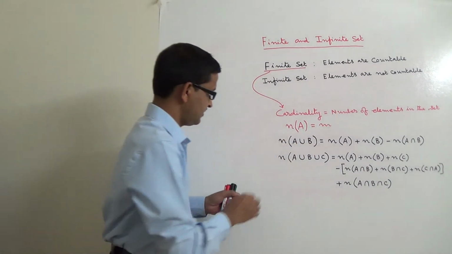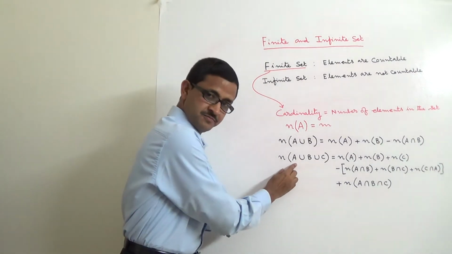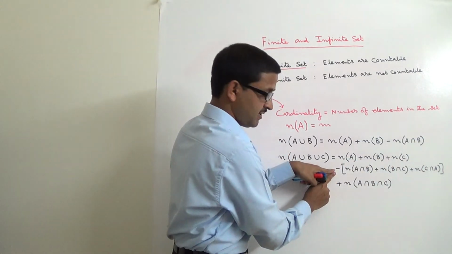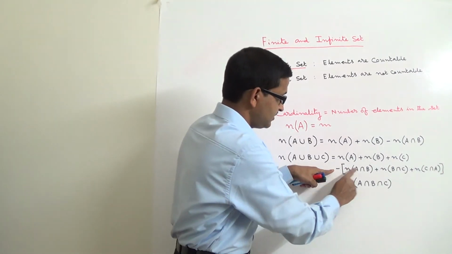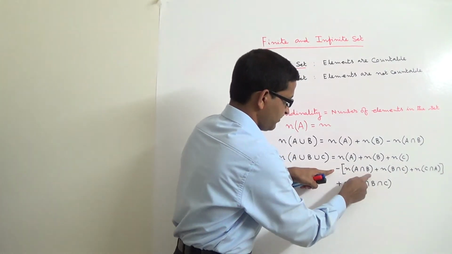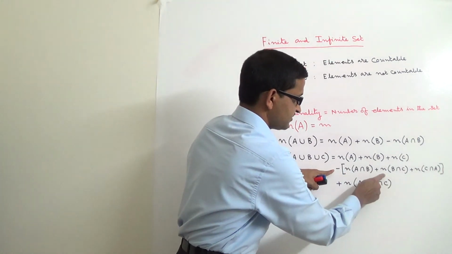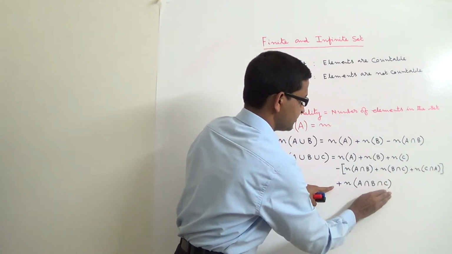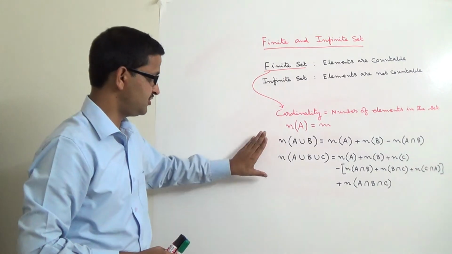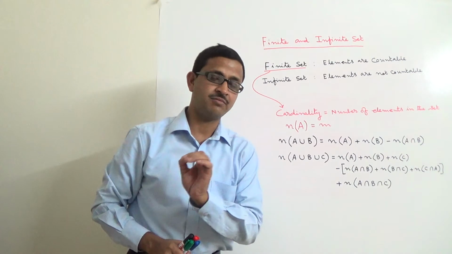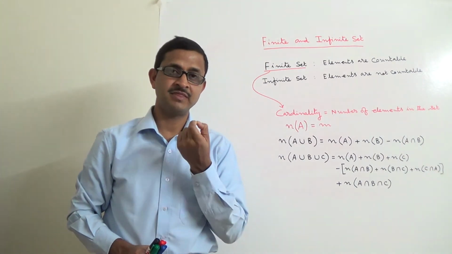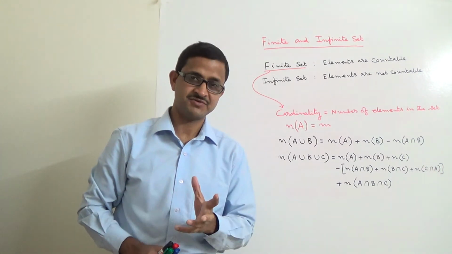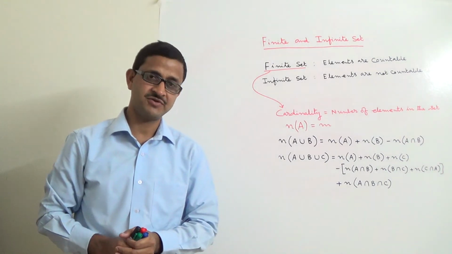Let me repeat. n of A union B union C is equal to n of A plus n of B plus n of C. Then minus what is common to the two terms: n of A intersection B plus n of B intersection C plus n of C intersection A, plus n of A intersection B intersection C. Remember, these two formulas are extremely important while solving some problems on sets, basically where the sets are related with numbers. We'll see later how it is important.